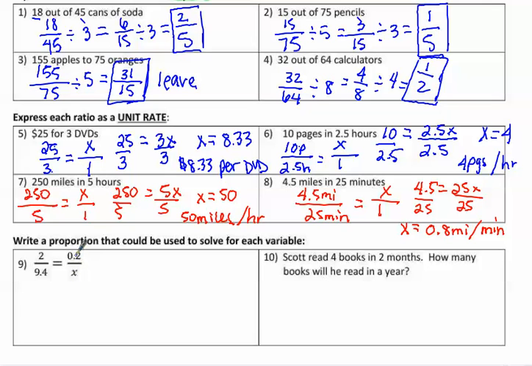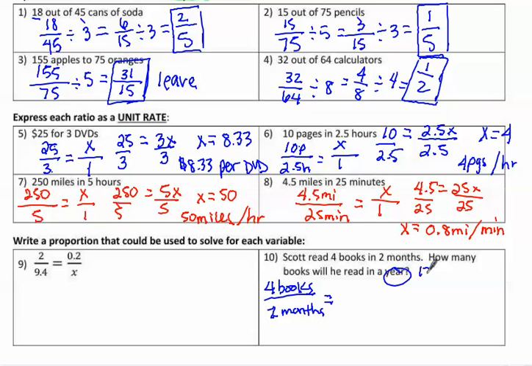Write a proportion that could be used to solve for each variable. Number 9's already in proportion format. All you need to do is cross multiply and solve. However, number 10, Scott read 4 books in 2 months. How many books will he read in a year? So you have 4 books in 2 months.